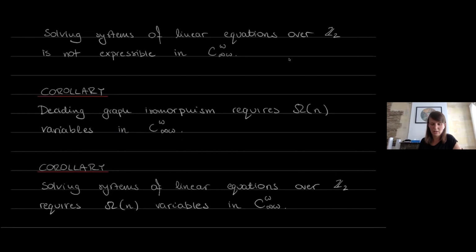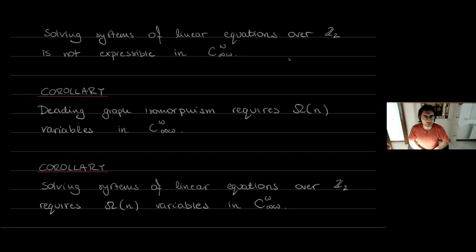And actually this is also an upper bound, because if you have n vertices, then you can write whatever you want using n variables in this logic, using these infinite conjunctions and disjunctions. And then this corollary about systems of equations we didn't really show, but the intuition is that since those CFI graphs can be seen as encoding systems of linear equations, a similar thing holds for systems of linear equations.